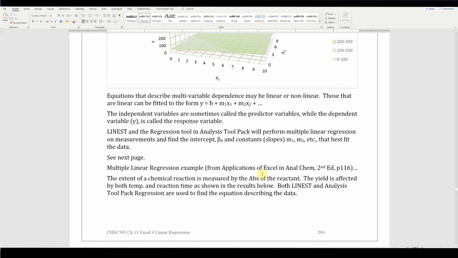On the next page, we'll look at an example of multiple linear regression that I borrowed from a textbook called Applications of Excel in Analytical Chemistry. It's quite a good book for you Excel enthusiasts. So in this example, the extent of a chemical reaction is monitored or measured by the absorbance of the reactant as it's being consumed in a reaction. Now, the yield, or the extent of reaction, is affected by both temperature and reaction time, and both of these were measured along with absorbance. Both LINEST and Analysis ToolPak regression are used to find the equation describing the data.